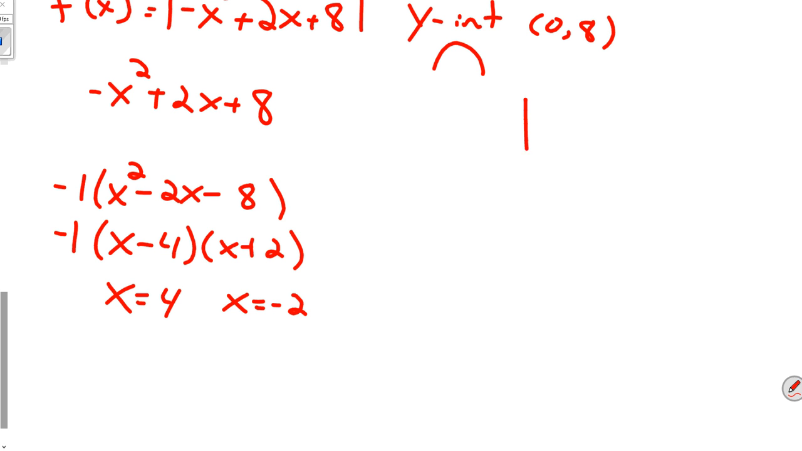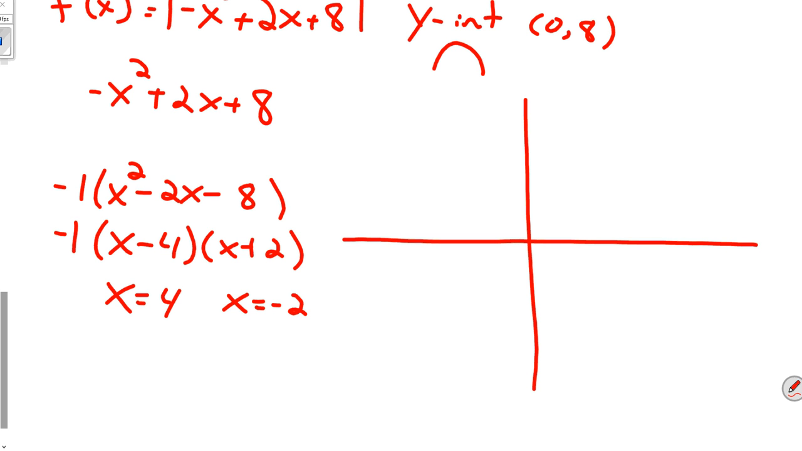So, my original function now. -2. And 8.